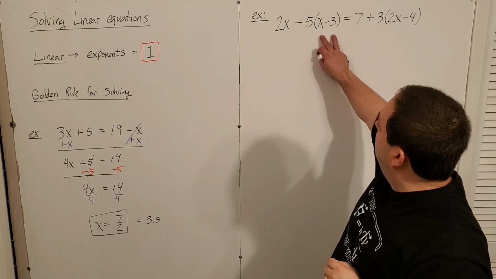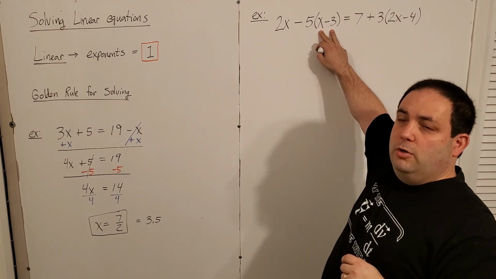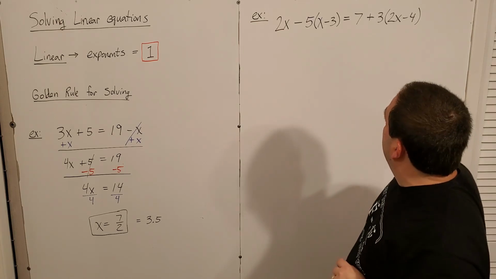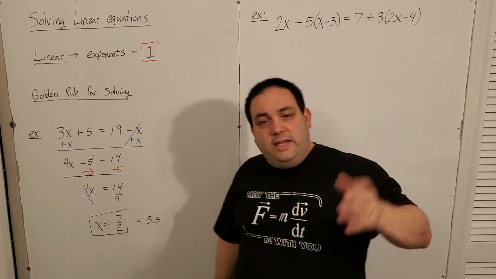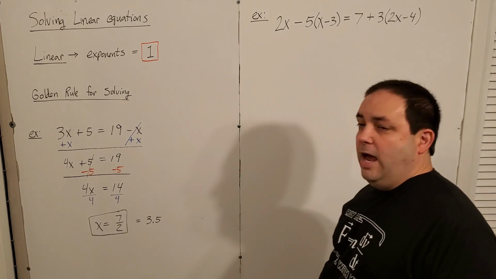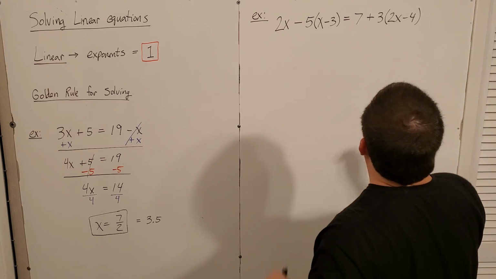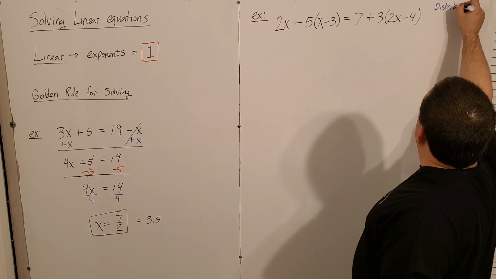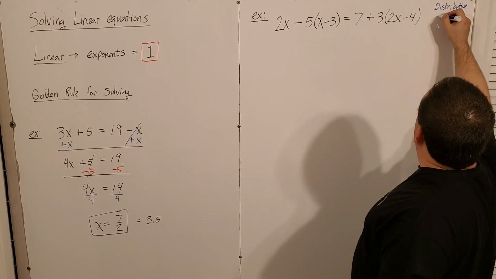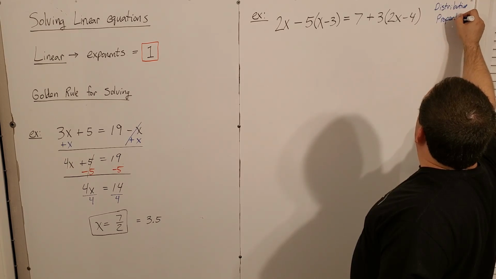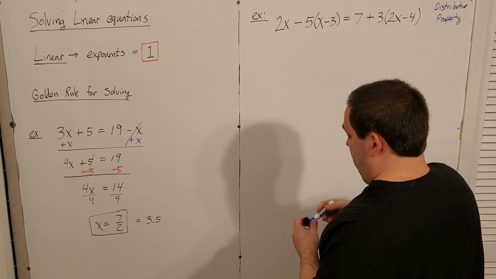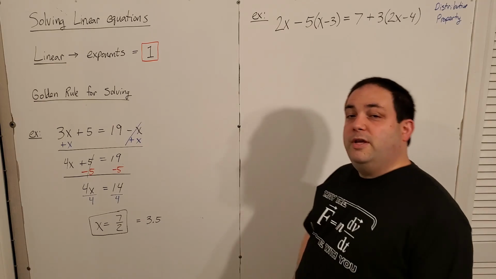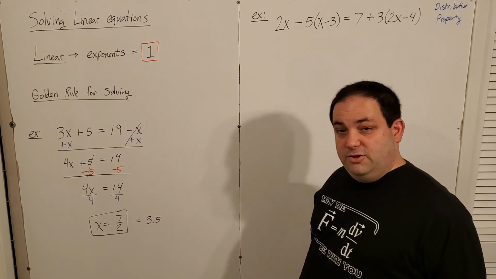Because notice you can't work them, right? 3 and x are not like terms. Those don't have a way of being combined in that fashion. So instead, we want to get rid of parentheses, right? Using our distributive property. The distributive property comes in a few different forms. This is the distributive property of multiplication across addition.